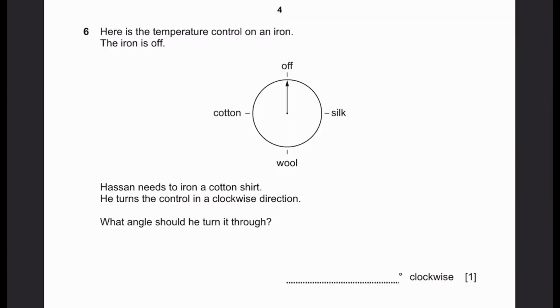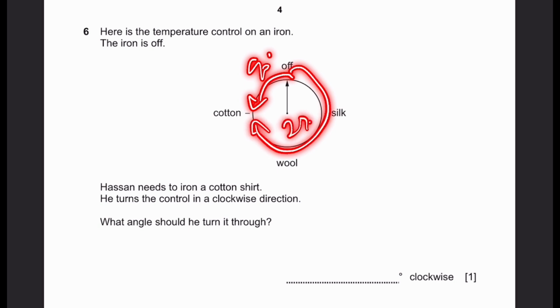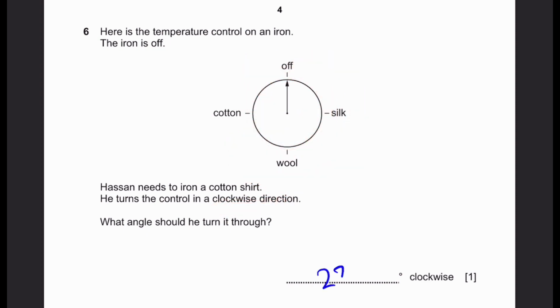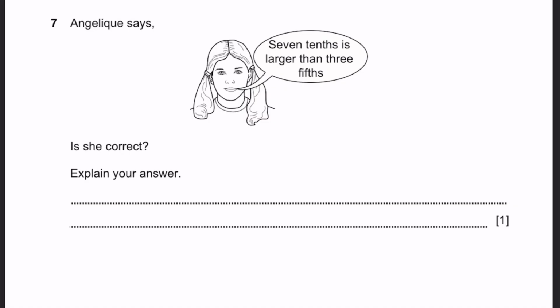Question 6. Here's the temperature control of an iron. The iron is off. Hassan needs to iron a cotton shirt. He turns the control in the clockwise direction. What angle should he turn it through? So he needs to iron a cotton shirt, so he needs to turn it either this way 90 degrees or this way 270 degrees. Well, he turns it clockwise, which is this direction, so he turns it 270 degrees clockwise. That's the answer.